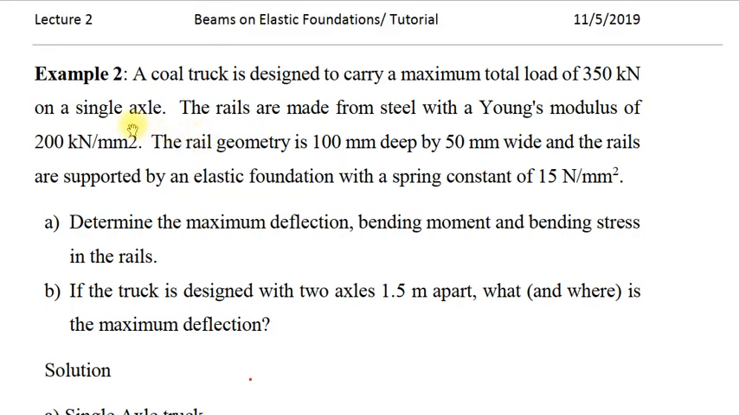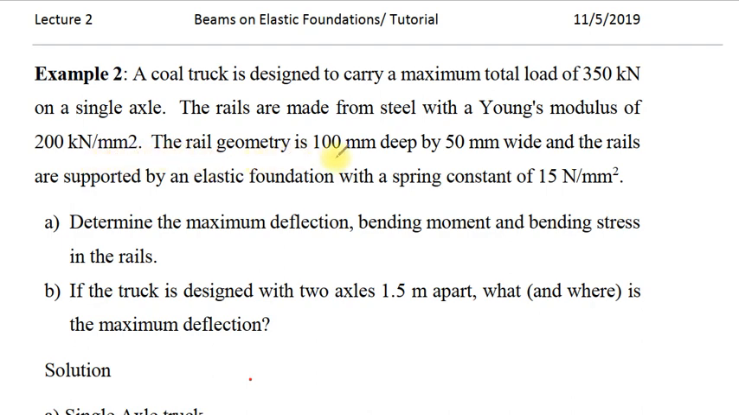After this example, you will be able to compute the deflection and moments of an unlimited beam subjected to a concentrated load. A coal truck is designed to carry a maximum total load of 350 kN on a single axle. The rails are made from steel with a Young's modulus of elasticity equal to 200 kN per millimeter squared.